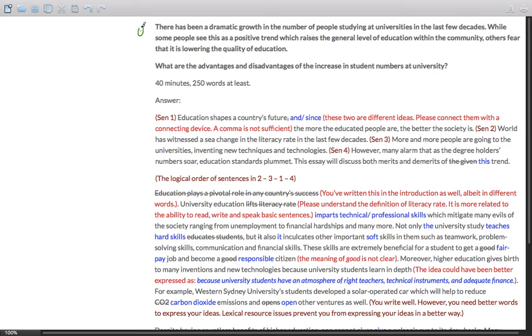The question today is: there has been a dramatic growth in the number of people studying at universities in the last few decades. While some people see this as a positive trend, which raises the general level of education within the community, others fear that it is lowering the quality of education. So this is something which is negative. There are some people who believe this is positive, others think this is negative. What are the advantages and disadvantages of an increase in student numbers at university? So you have to talk about both advantages as well as disadvantages.